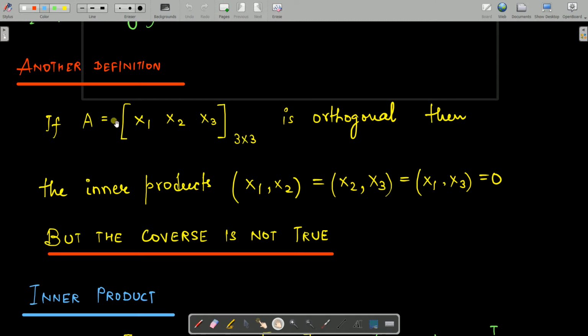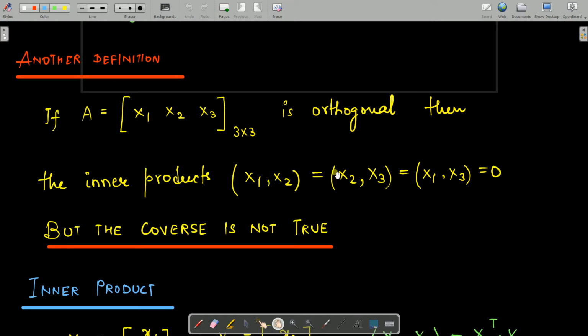Now I will call this matrix orthogonal if the inner products are 0. How can we find the inner products? We will learn that, but before that, this statement is true but the converse is not true. If the inner product of the vectors is 0, you cannot say the matrix is orthogonal 100%. So this is a straightforward statement: that is one way it's correct, that if a matrix A is orthogonal then the inner products of these vectors will be 0, but the converse is not true.